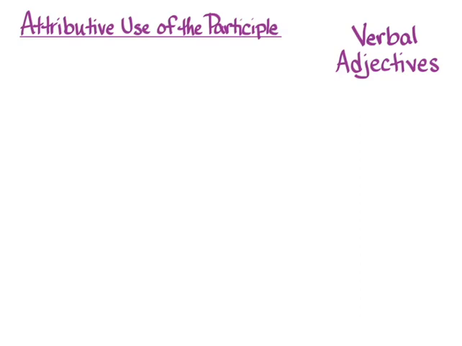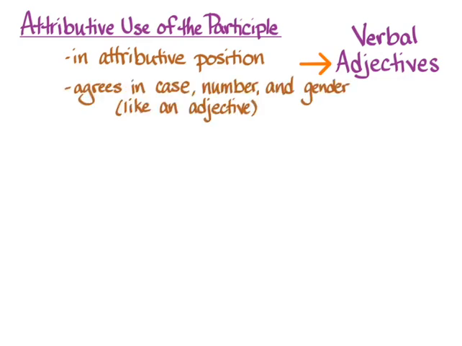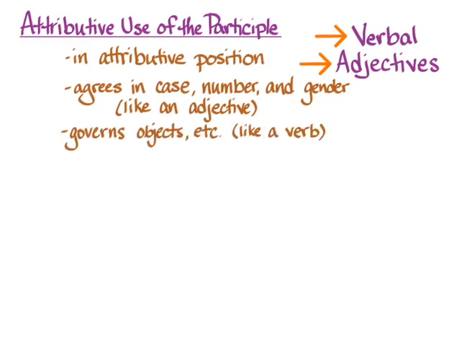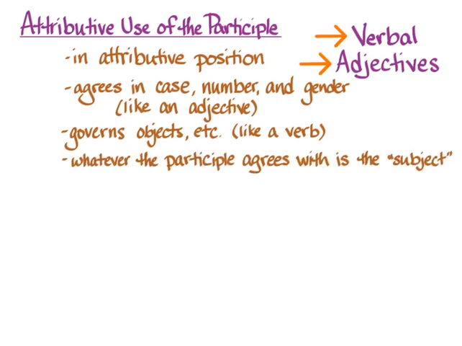Remember that these are verbal adjectives, and like adjectives, they can be in attributive position, they must agree in case, number, and gender, and like verbs, they can govern objects or do any of the other things that any particular verb can do. And as you start using them, you'll realize that whatever noun the participle agrees with acts pretty much as its subject.